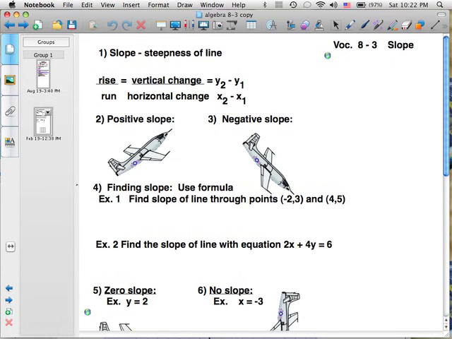We're going to be working with slope, which is the steepness of a line. There's a formula to find slope. It's the rise over the run. In other words, the change vertically, how it goes up and down, over how it goes across left and right. If we have a positive slope, it's like a plane going up. Negative slope is a plane going down.